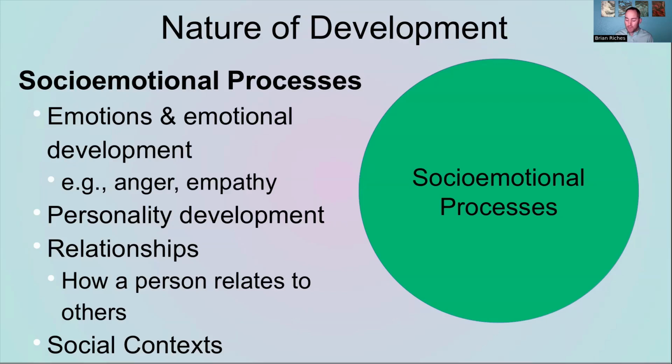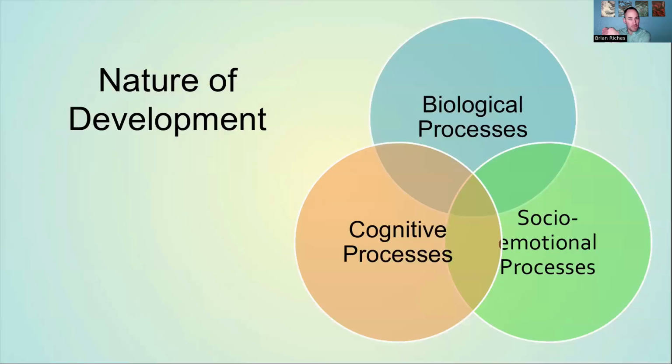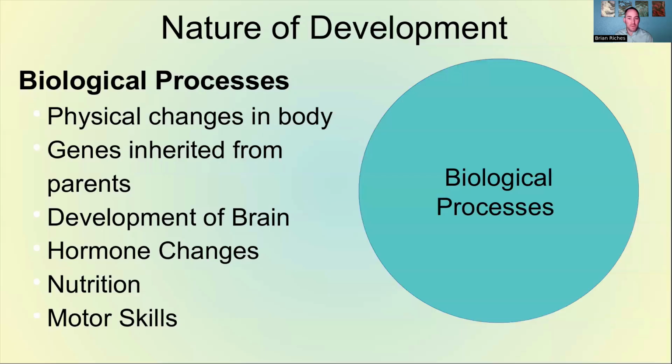So while your book will often separate and focus in on one thing, I do want you to remember all of these are happening at the same time. The biology is affecting the cognition, which is affecting socio-emotional processes, and they're all affecting one another. So one is not more than another, they're all overlapping and happening at the same time. We'll see a lot of examples of that through the lifespan.